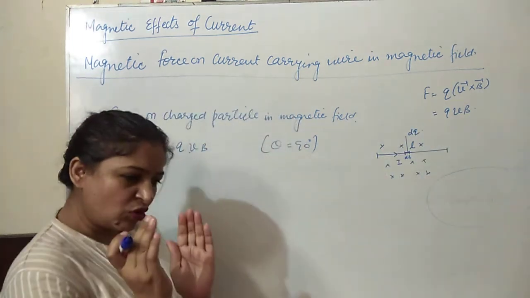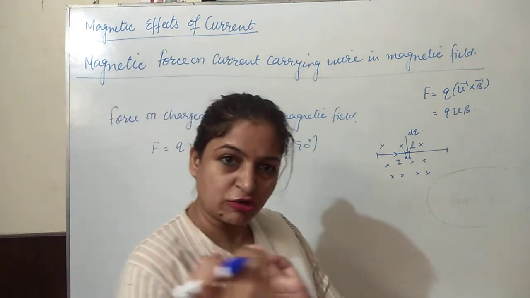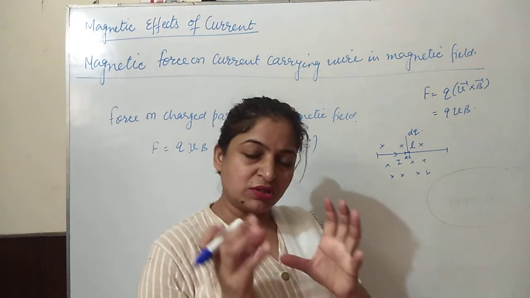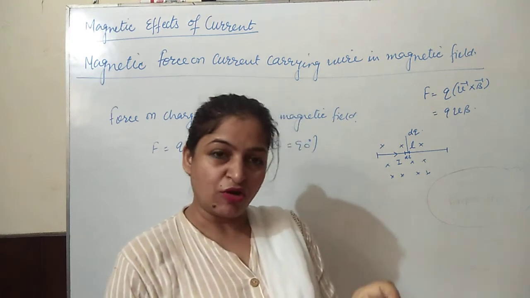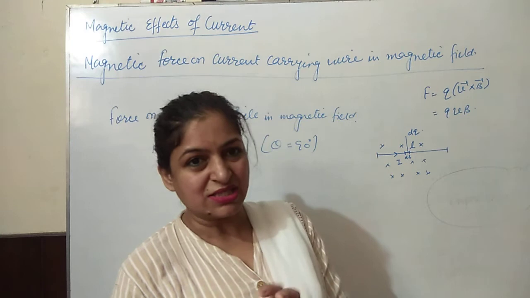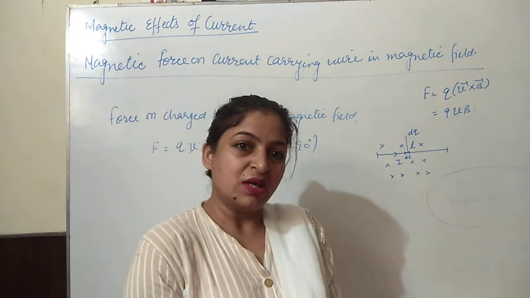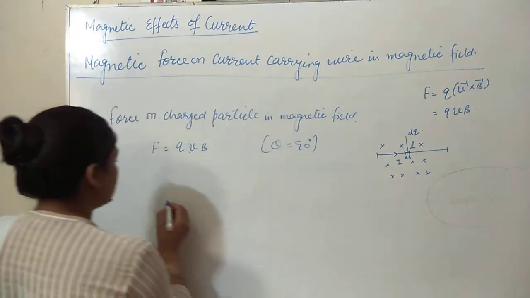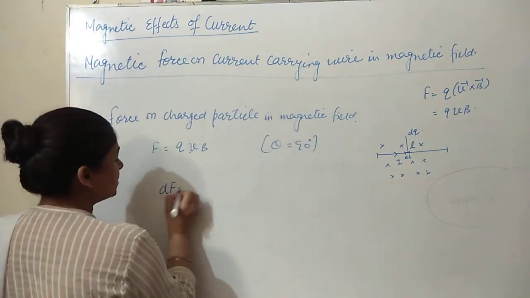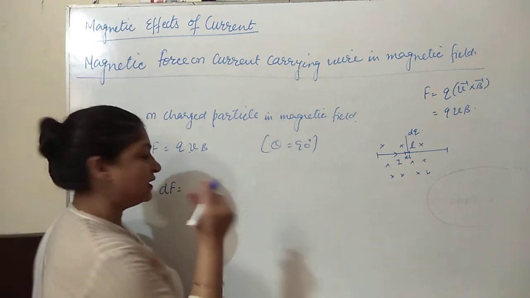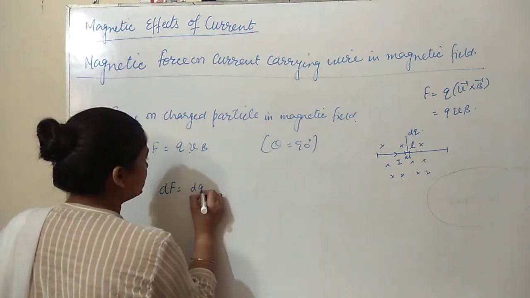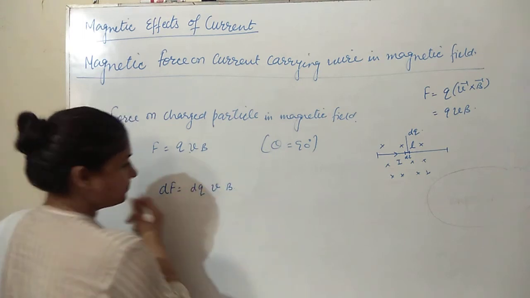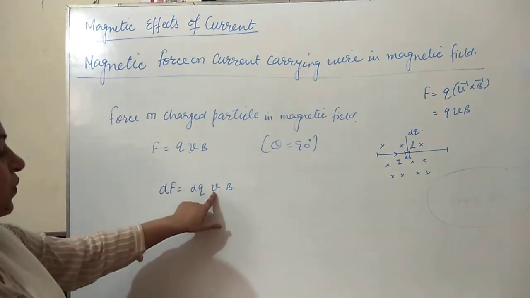If that small bunch of electrons is moving inside the field, what is the magnetic force on the charge which is moving, where the length of that particular conductor is dl? That charge dq is contained in the length dl. So we can write that the small force acting on the small portion of length having charge dq will be dq times V cross B. Now what is V here?